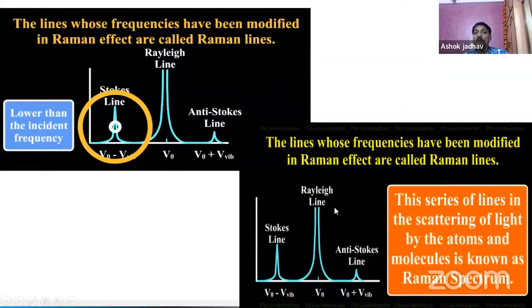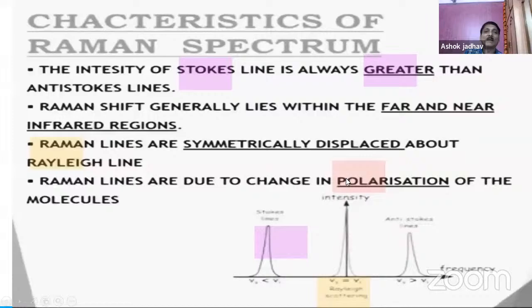It depends upon the chemical nature, the chemical constitution of the substance or the matter. So this series of lines in the scattering of light by the molecules, atoms or charged ions, in polar or non-polar nature, are all being studied with the spectra called the Raman spectra. So this is the occasion to consider the Raman effect.